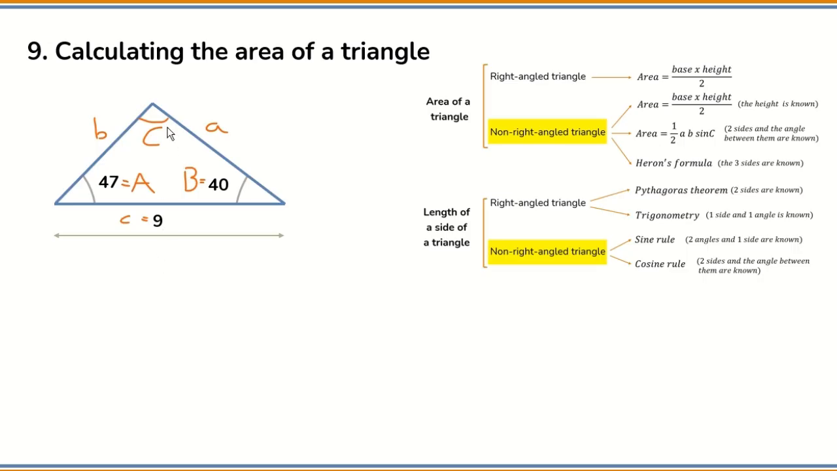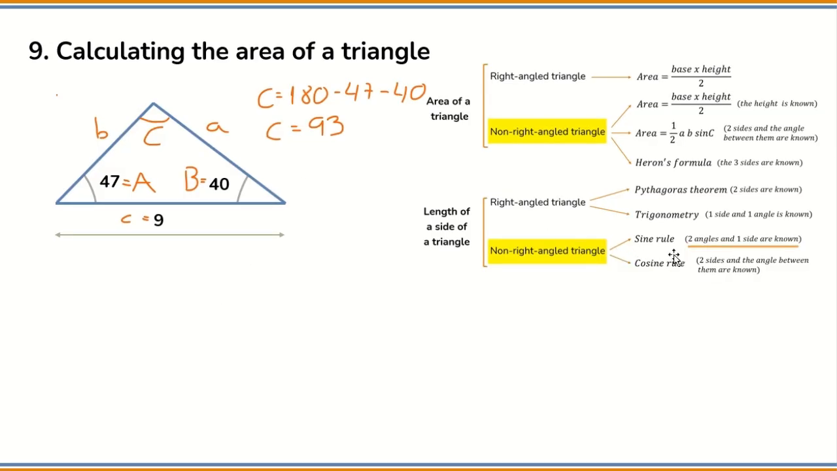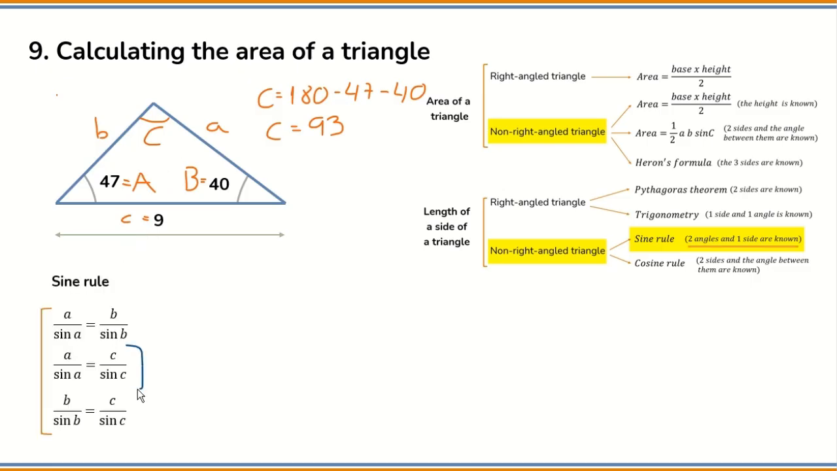But we can calculate easily angle C. We know that the sum of all the angles in a triangle is 180. So C is going to be 180 minus 47 minus 40. So C equals 93. So now we can apply the sine rule because we know two angles and one side that belong to two pairs of angles and sides, C and A. So we can apply this formula.